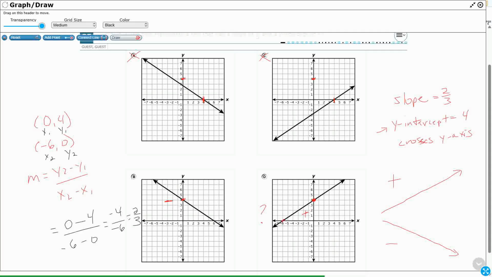Another way that we could do it is to say that 2/3 means that for every 3 that we're going over, we're going up 2. So we could start here, and we can go over 3, 1, 2, 3, and we can go up 2, 1, 2, and it hits that line. And so that's another way to verify it. But that is pretty straightforward. B is not going to work because that's negative. It is sloping down. D is going to work. It's positive, and that's our answer.